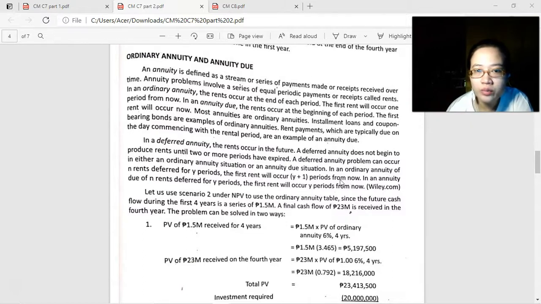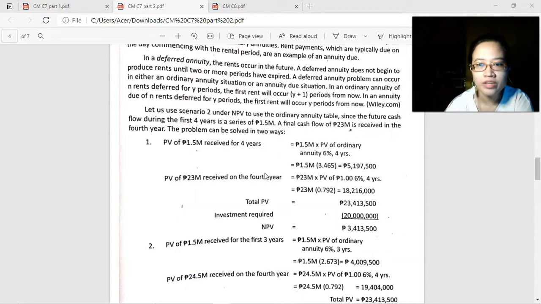In an ordinary annuity of N rents deferred for Y periods, the first rent will occur Y plus 1 periods from now. In an annuity due of N rents deferred for Y periods, the first rent will occur Y periods from now. Itong isa kasi ordinary annuity kaya may plus 1. Yung annuity due, yung Y periods na lang. So, may example dito.